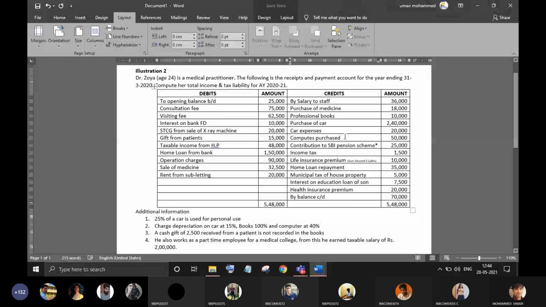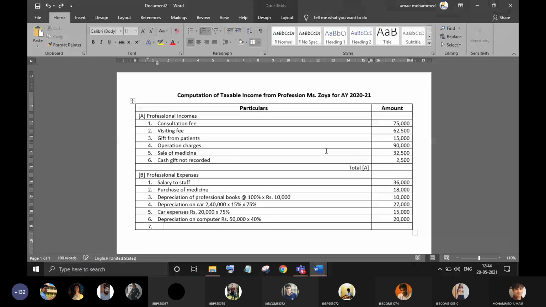Income tax. Income tax is a direct tax. All direct taxes are inadmissible, so we don't take it. Life insurance premium, also nothing to do with profession, so this is also inadmissible, so we don't take this as well. Next, we have home loan repayment. Now this also has no relation, so we don't take this also.